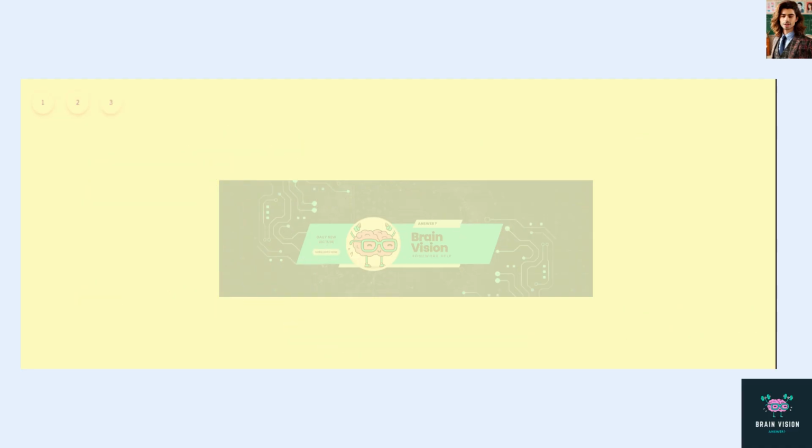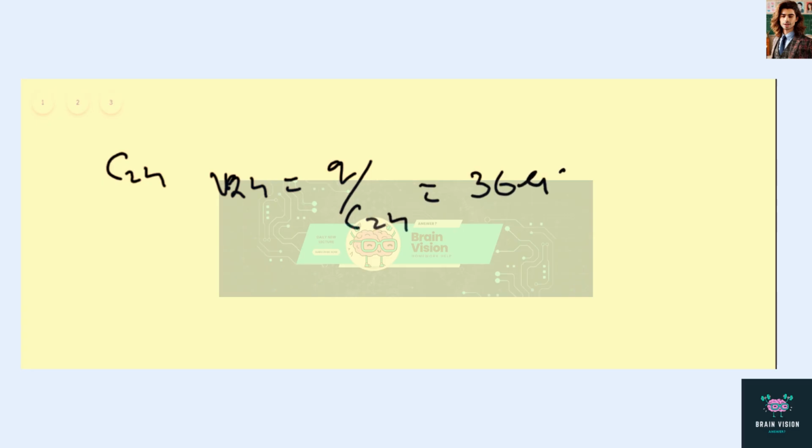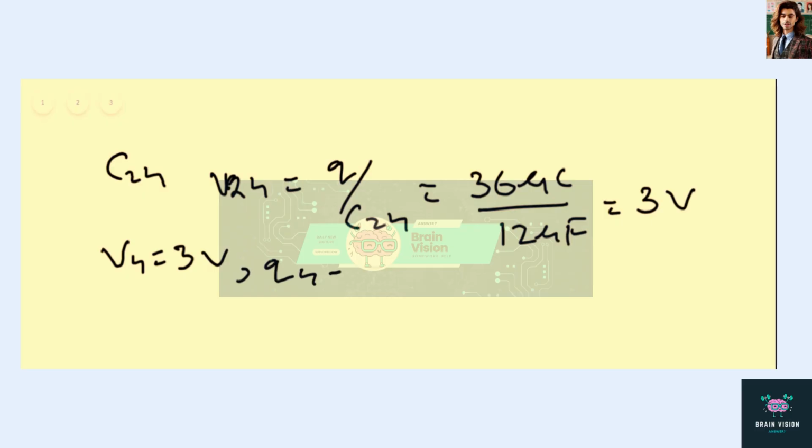The voltage across C24 would be then V24 is equal to Q divided by C24, that is 36 microcoulomb divided by 12 microfarad. This gives us 3 volts. This is the same voltage across each of the parallel pair. In particular, V4 is equal to 3 volts, which implies that Q4 is equal to C4 times V4, that is 18 microcoulomb.